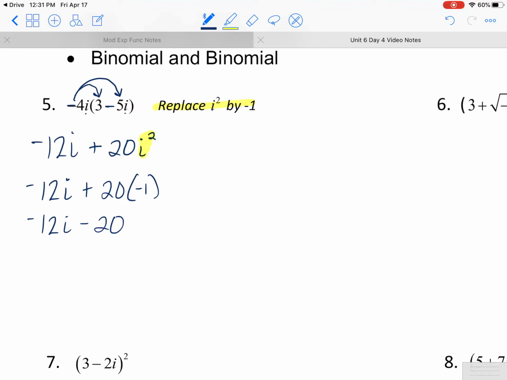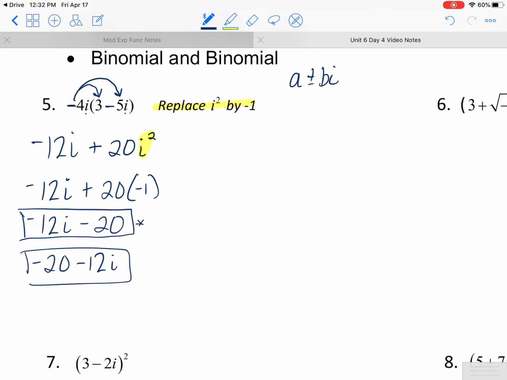Now, if we were to write it in simplified form, this is completely okay. I'll take credit for this, but that's not in a plus or minus bi form. So really, -20 minus 12i would be the correct form. Again, if you left it like this, I'll take credit for it.